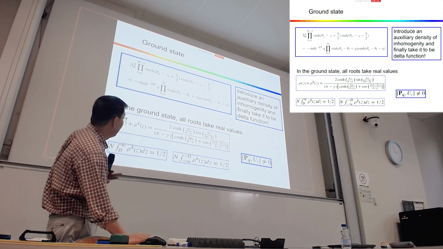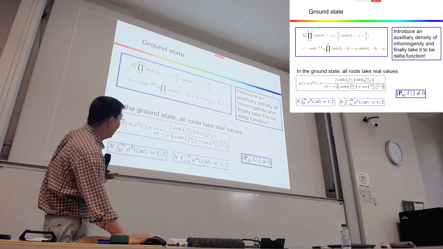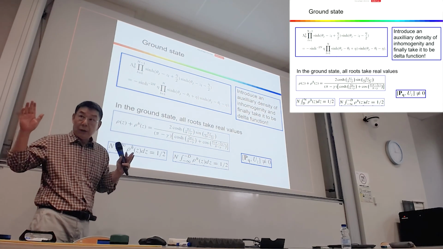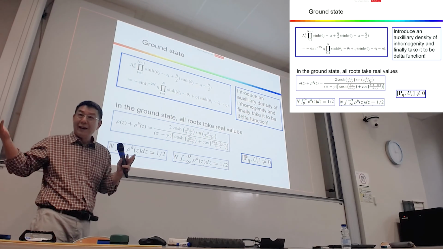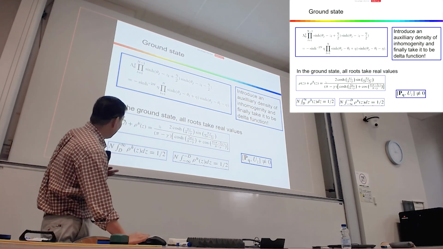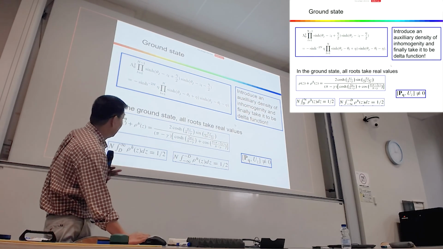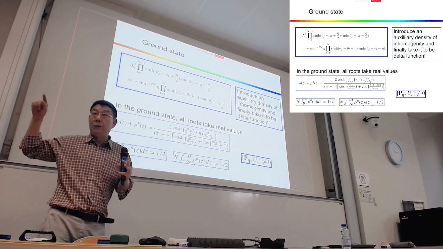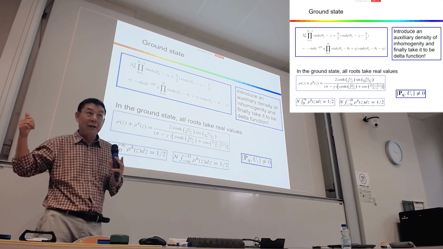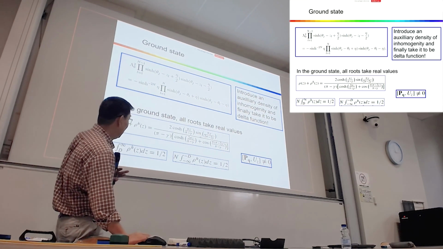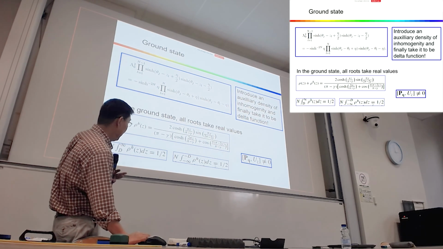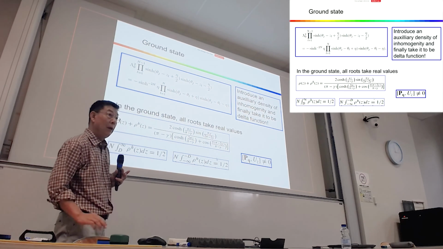We can get this equation, and finally, we can change this summation to an integral equation, and after some Fourier transformation, we get the solution of rho z plus. And of course, finally, we take all theta j to be 0, or take the density of the theta to be a delta function, and finally, we get this density of the roots. And this is also in the thermodynamic limit.